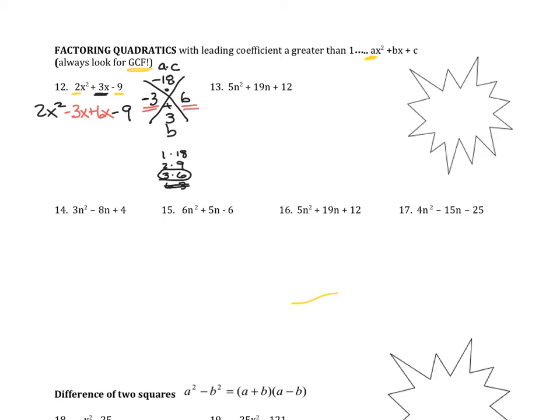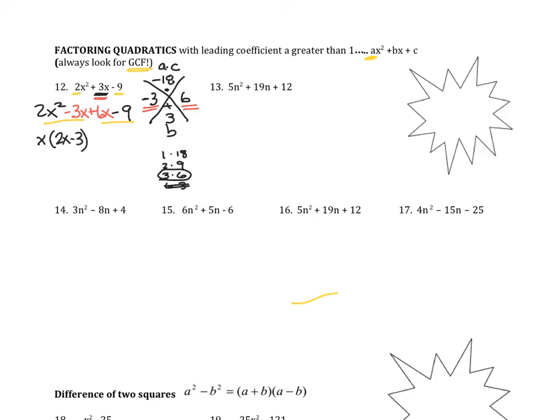Notice that these two red middle terms do equal my positive 3x, but I've split them up because now I can do my factor by grouping steps. I can factor the first two terms and factor my last two terms. So when I look at 2x squared minus 3x, I notice they only have an x in common. So I'm going to factor out my x and have a 2x minus 3 left over.